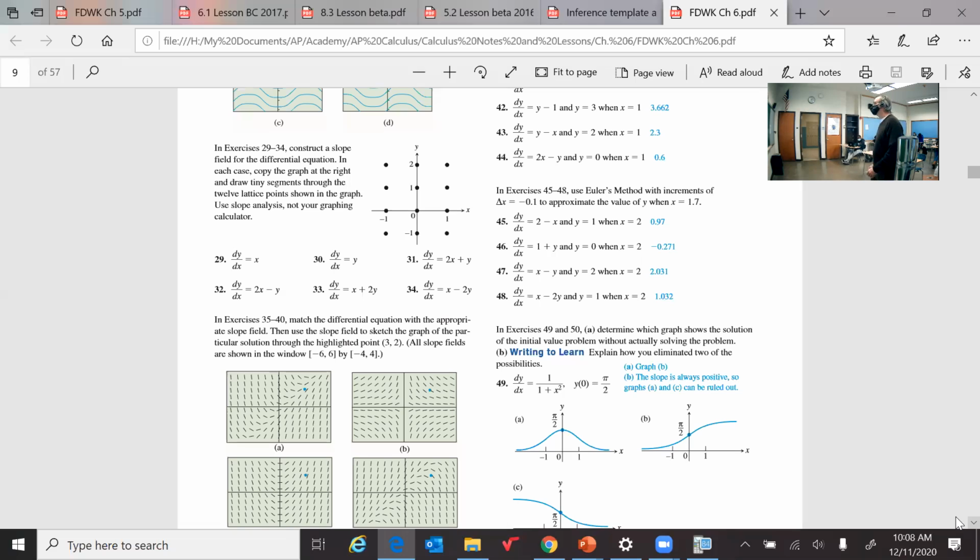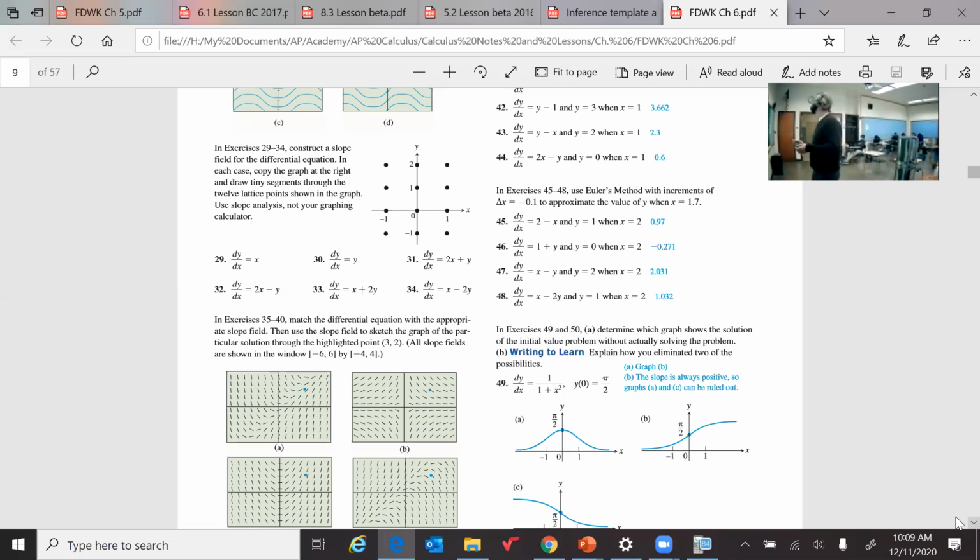Okay. Now we go to the point 1 to the right, down 1. 2 times 1 is 2, plus a negative 1 is 1. That would just be a slope of 1. See the PowerPoint: for everything with the same x value, I can see the slope.